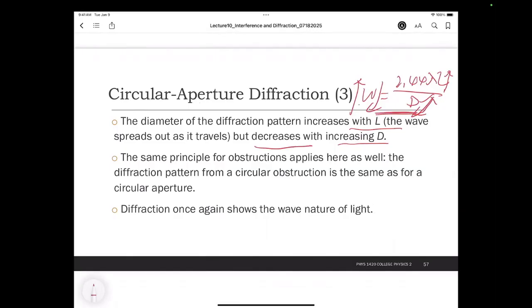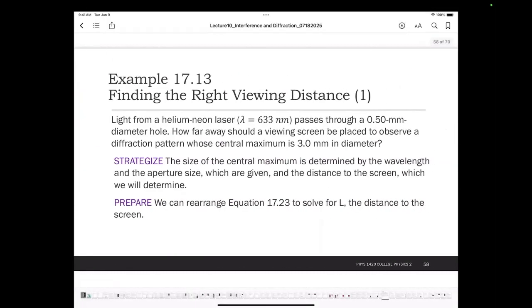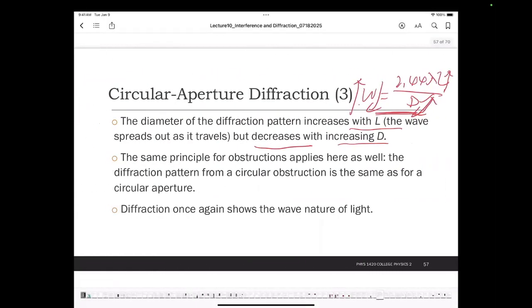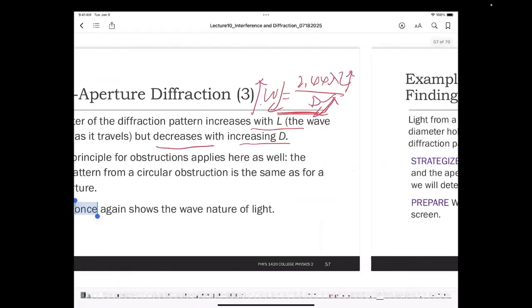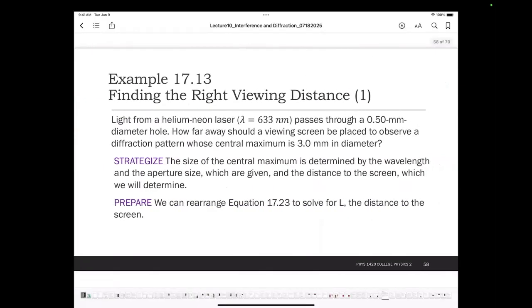And the same principle for obstructions applies here as well. The diffraction pattern from a circular obstruction is the same as for a circular aperture. Diffraction once again shows the wave nature of light. Okay, yeah, this is what we learn about circular aperture diffraction. Okay, let's continue to talk about some examples.